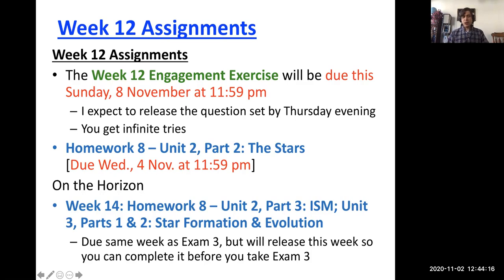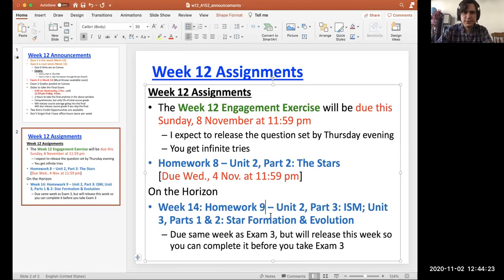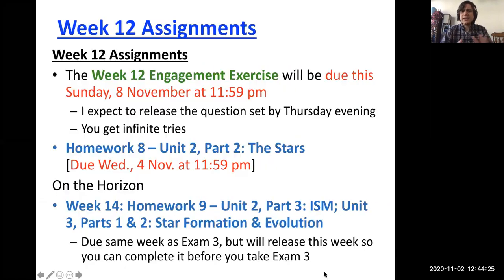On the horizon, we only have one more homework assignment, and I realize now I have a typo right here, becoming a theme of these videos to correct typos as I go. Our last homework assignment is going to be homework number 9. It's going to cover Unit 2, Part 3, the interstellar medium, and then Unit 3, Parts 1 and 2, which we'll be covering this week and next. That's star formation and the stellar evolution, what happens post main sequence as the star starts to die? How does it go from a happy main sequence star to a dead star?